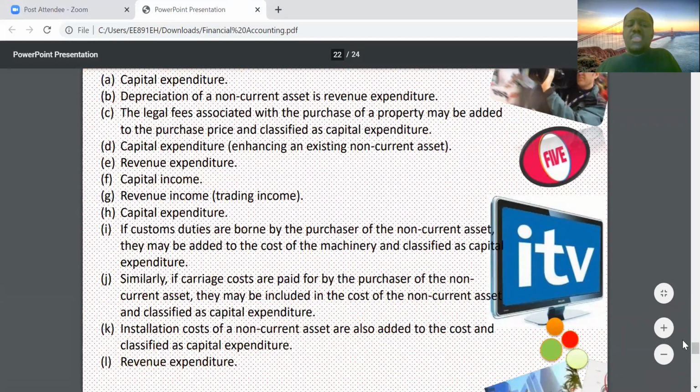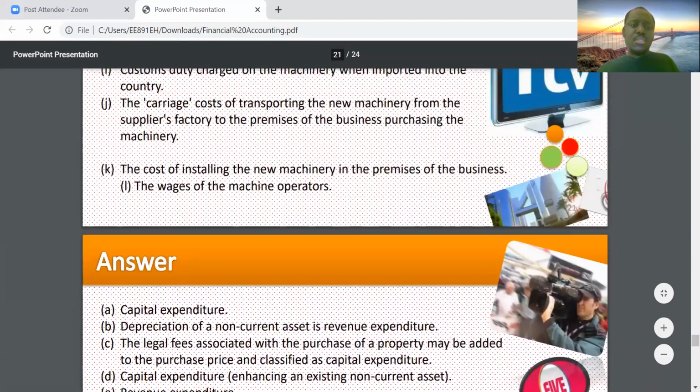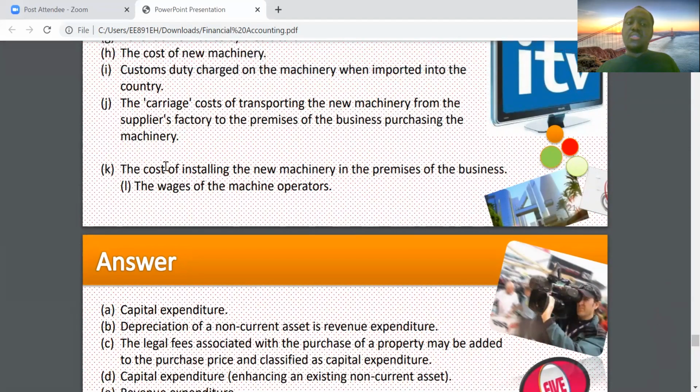So it's quite clear. Let's move on to the next one. K, the cost of installing the new machinery in the premises. This is also a capital expenditure. Installation costs. If you are installing a non-current asset, it's also part of the total cost of acquisition. So things like installation cost, legal fees, carriage cost, customs duty cost, all those things would go in as capital expenditure, because it's all the cost you are incurring to acquire a non-current asset.